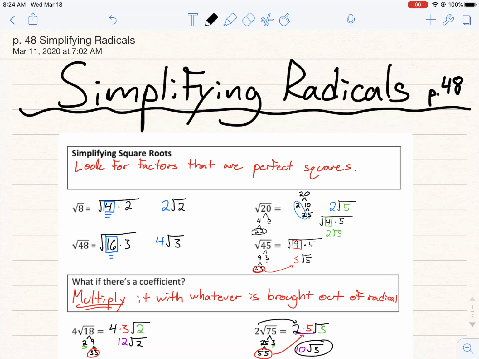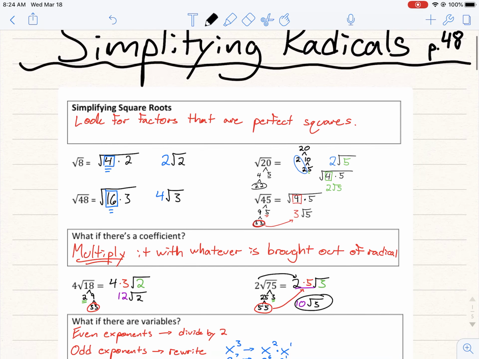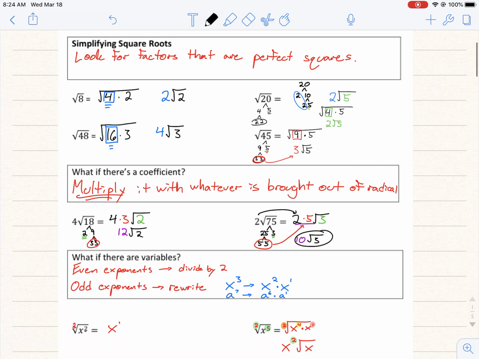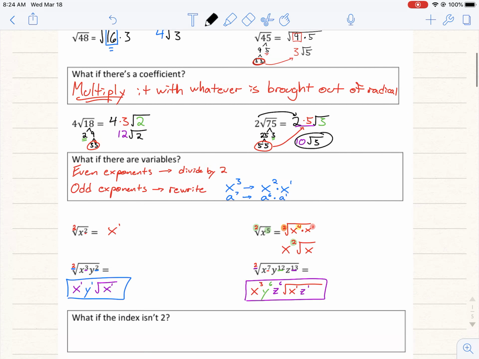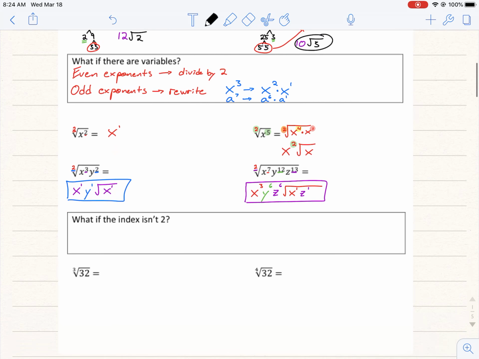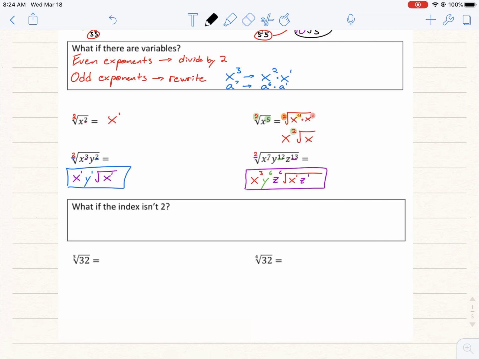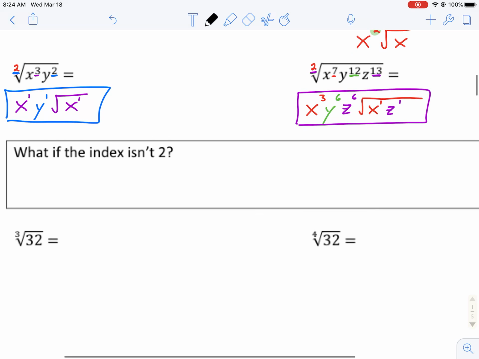Good morning, y'all. So continuing our lessons with simplifying radicals. We've already looked at simplifying plain old square roots, and then the other day we looked at what happens when we have variables inside of our square roots. Today I want to examine what happens when our index isn't 2.